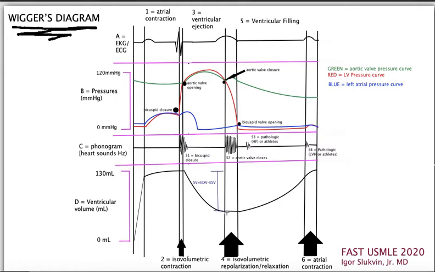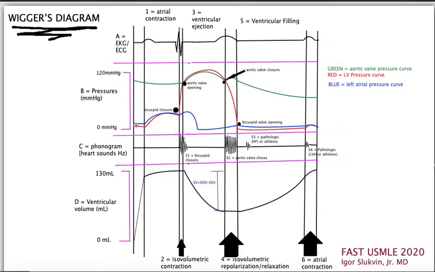Here, isovolumetric contraction, notice it's flat because all the valves are closed. Anytime we talk isovolumetric, all the valves are closed. Now let's look at these dicrotic notches. So we have a dicrotic notch at the left atrial pressure curve and one at the aortic valve pressure curve. Anytime, like I said, that these curves cross, a valve opens or closes.